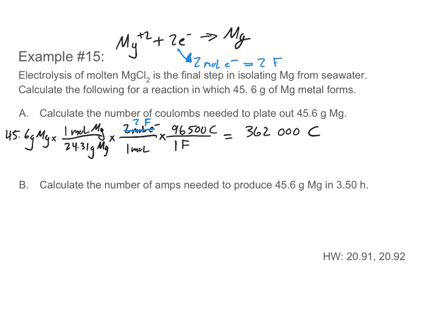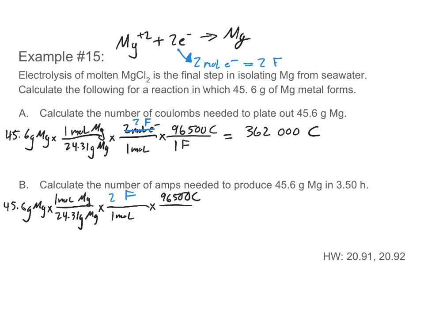So, in part B, we're going to calculate the number of amps. So I have 45.6 grams of magnesium being produced. We know that 1 mole of magnesium will equal 24.31 grams of magnesium. We know that the 2 Faraday equal 1 mole times the 96,500 coulombs in 1 Faraday. Now, here's where things get a little bit, not tricky, but convenient. That conversion that I showed, that a coulomb is equal to 1 amp times seconds. Remember that in the last slide? I'm going to use that guy right now. So I'm going to convert coulombs to amp seconds.